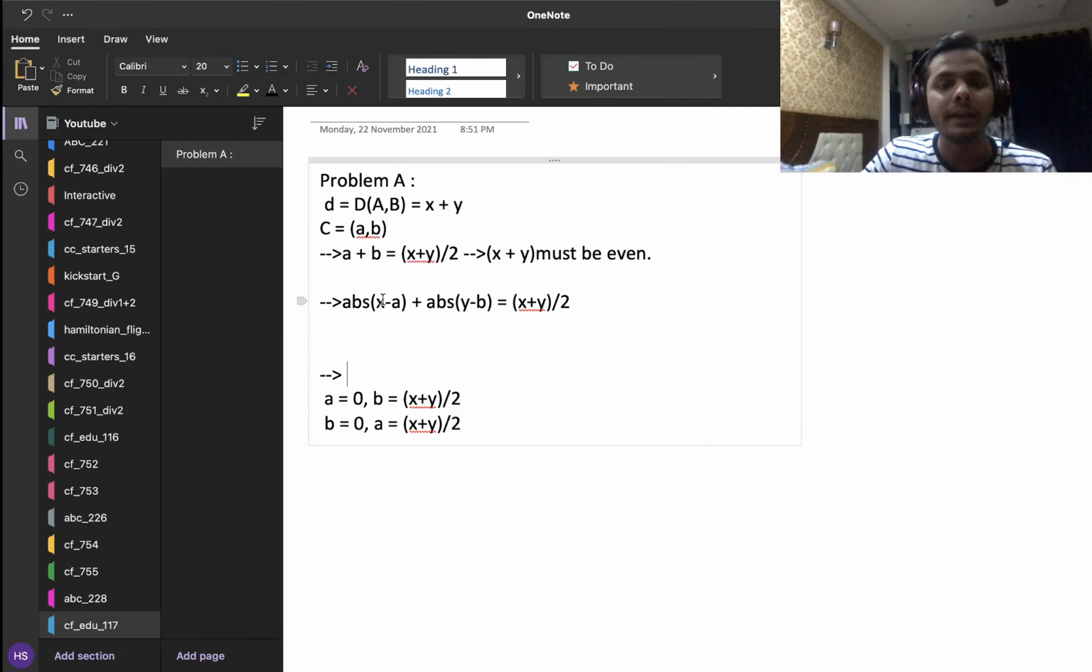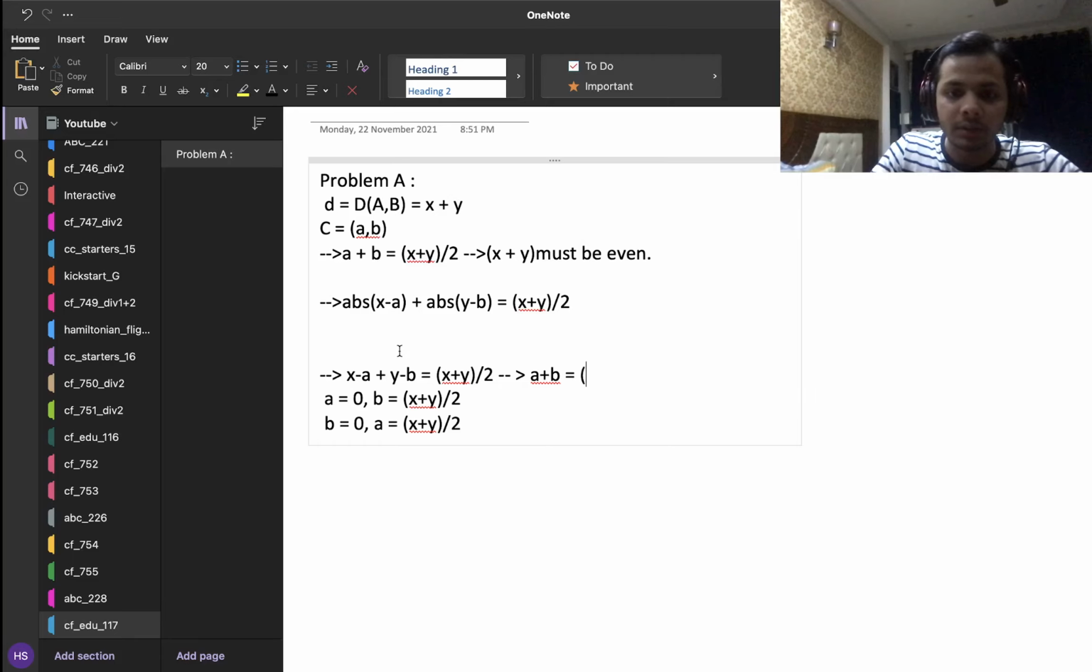I'm just assuming that both of these mods open in a positive manner. That is, the first mod opens as x minus a and the second mod opens as y minus b. And if this term has to be equal to (x+y)/2, then that just means that a plus b has to be equal to (x+y)/2, right? And it is pretty evident that this is what the first case says. So if I take b equals 0, then a becomes (x+y)/2, and if I take a equals 0, then b becomes (x+y)/2.